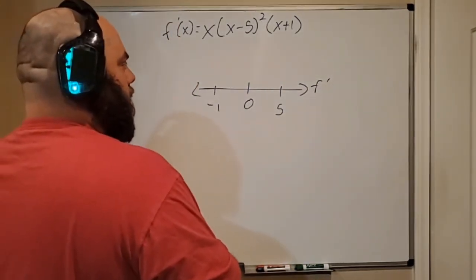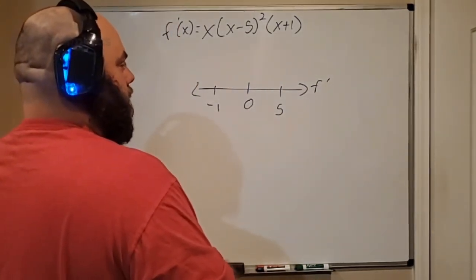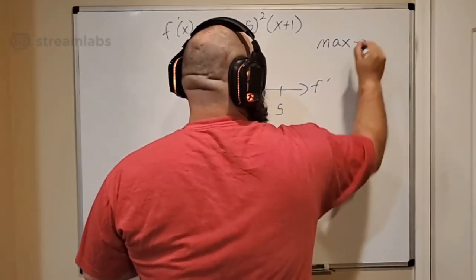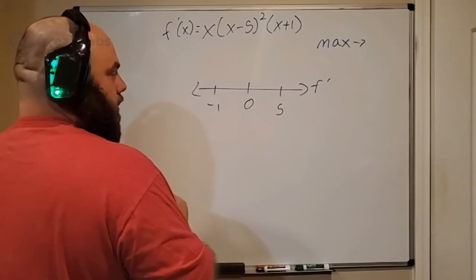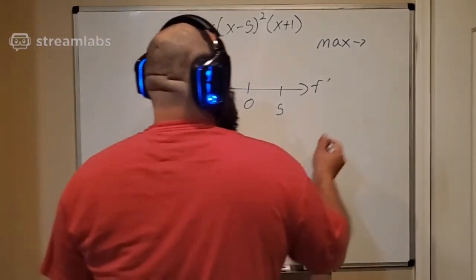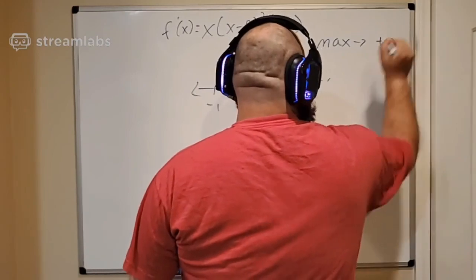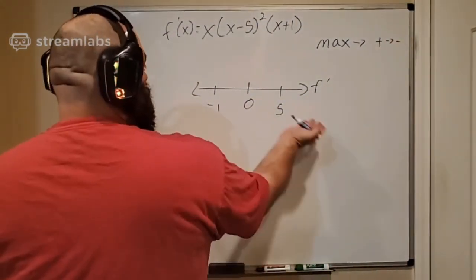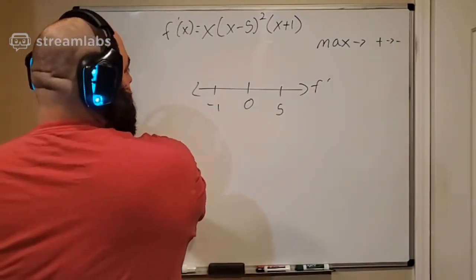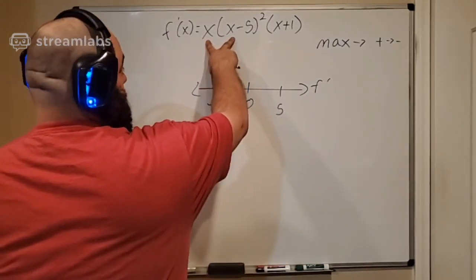Maximum. Okay, so what is required for a max to happen? It goes from positive to negative. So that's what we're looking for. So you just start plugging in values into here and see what you get. So if I pick a super large negative number, that's negative. That's always positive. That's negative. So two negatives makes a positive.